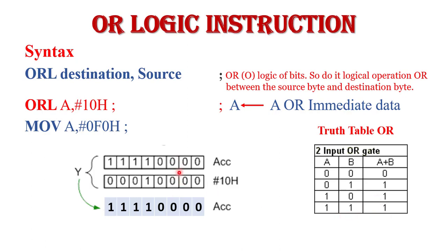So here we perform OR operation between the accumulator data and the immediate data. So first we convert this hexadecimal number into binary number. Then after we perform OR logical operation bitwise. What is the output? This final output is stored in the accumulator register. So in this way we perform OR logical instruction.